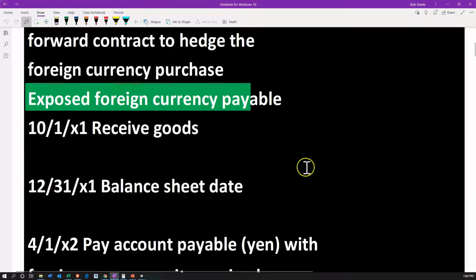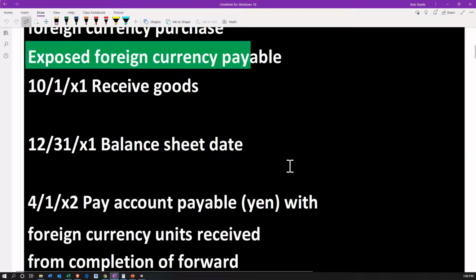Then we have the exposed foreign currency payable component, where we have 10/1/X1. That's when we actually receive the goods. So we're going to get the goods on 10/1/X1, and that means that we're going to actually record the transaction on the books for the inventory that we have received at this point in time.